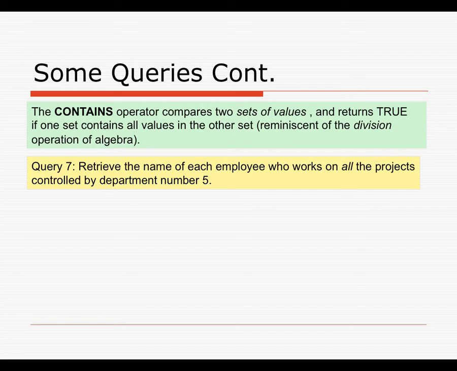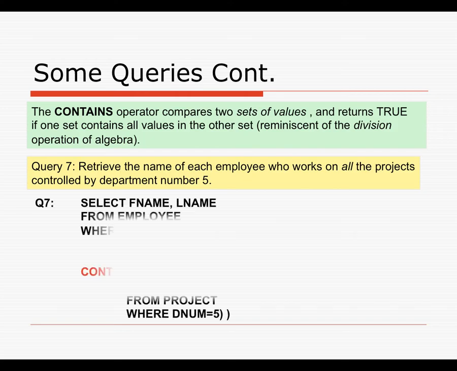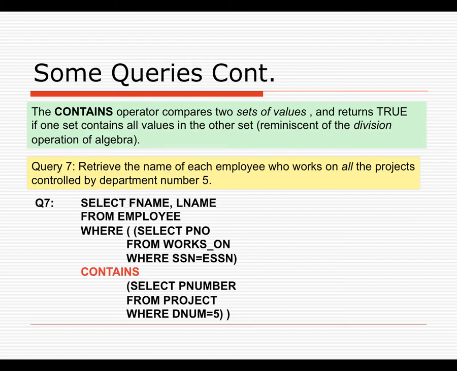Additionally, I can use a contains operator. And the contains operator essentially compares 2 sets of values and is going to return true if one contains all the values in the other set. Think of it as like division from an algebra perspective. So for this query example, I'm going to retrieve the name of each employee who works on all the projects that are controlled by department number 5. So select first name, last name from employee, where the select project number from works on where employee number and manager numbers contains the project number where department number equals 5.